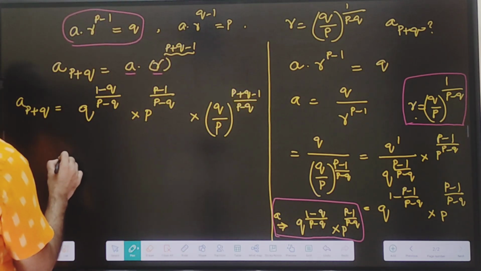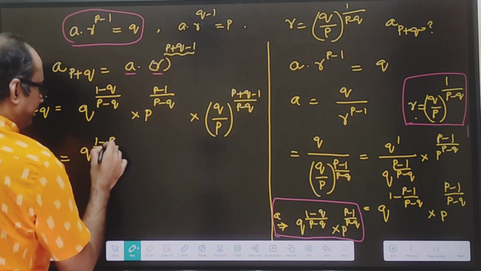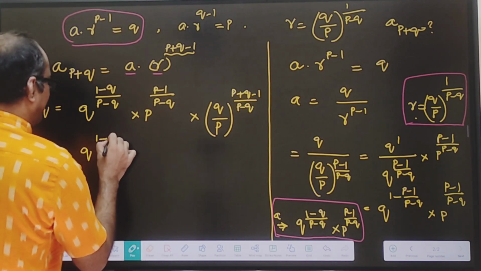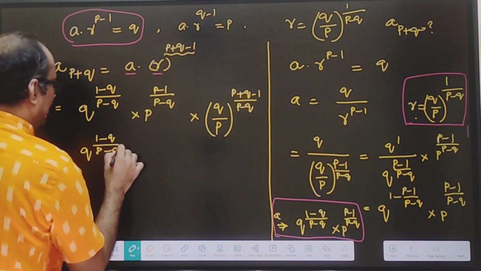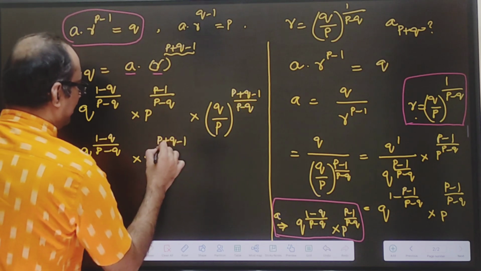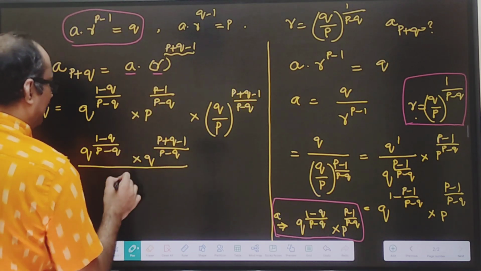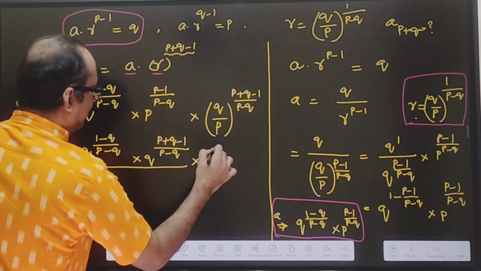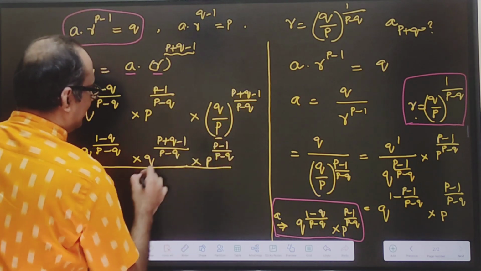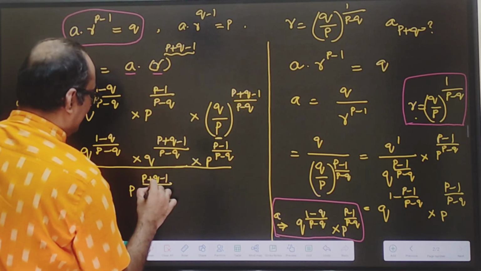Now let us simplify this. We can write it as q to the power of (1 minus q)/(p minus q), multiplied with q to the power of (p plus q minus 1)/(p minus q), divided by, in the p we will have p to the power of (p minus 1)/(p minus q), divided by this part, that is p to the power of (p plus q minus 1)/(p minus q).